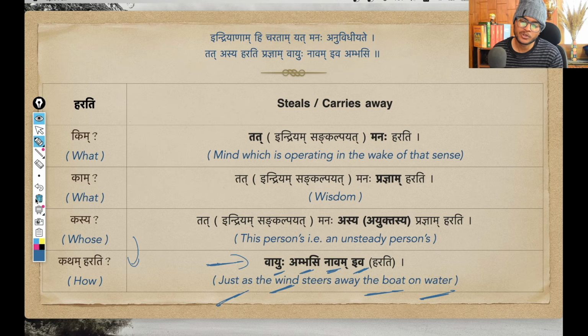Okay, so Vayuhu ambasi navameva. That is the upama, that is the comparison. Vayuhu is coming from this Vayu, Ukaranta Pratipadika only. Ambasi is coming from Ambhas Pratipadika.